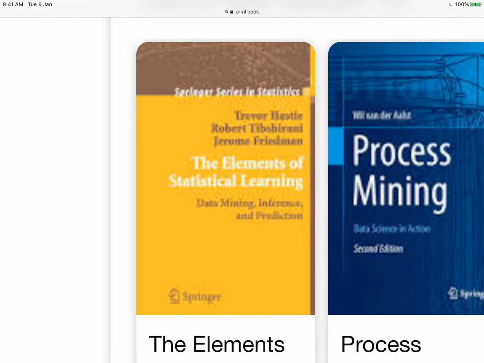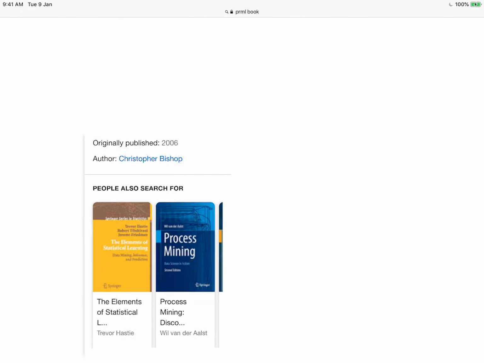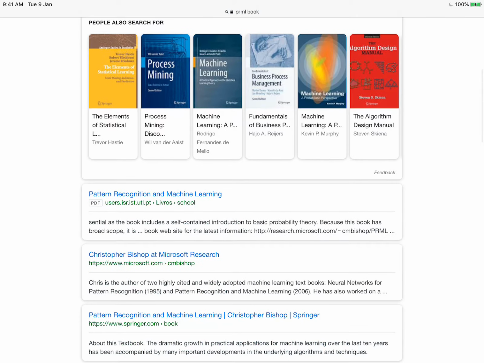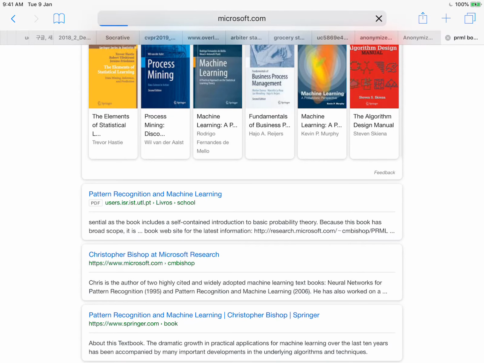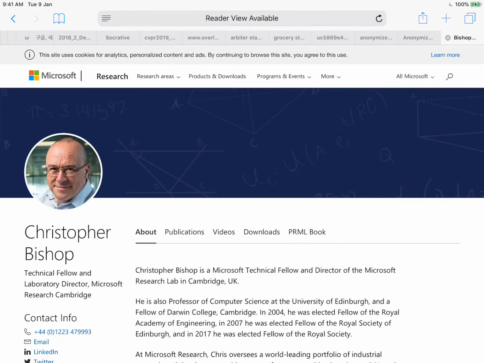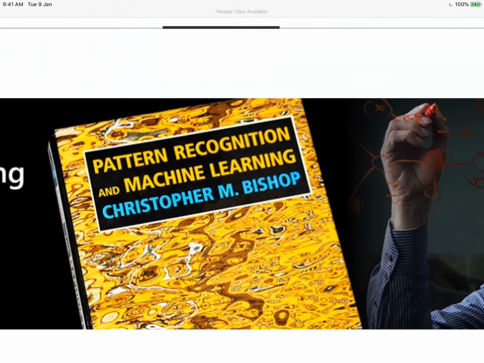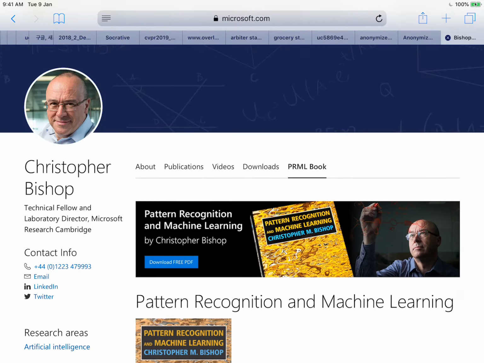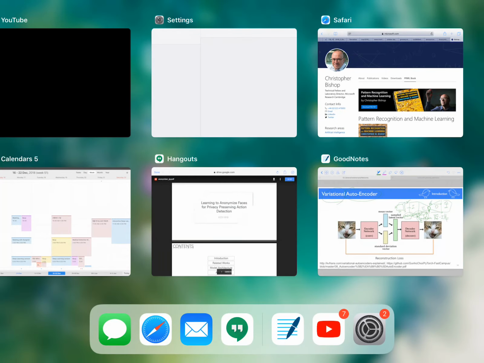This book, which is free for download, Elements of Statistical Learning, is also quite a good and insightful book that you can study on your own. Then also PRML, pattern recognition and machine learning, which is recently available for public use. This book is really, really good, giving good background and literature about probabilistic generative models.